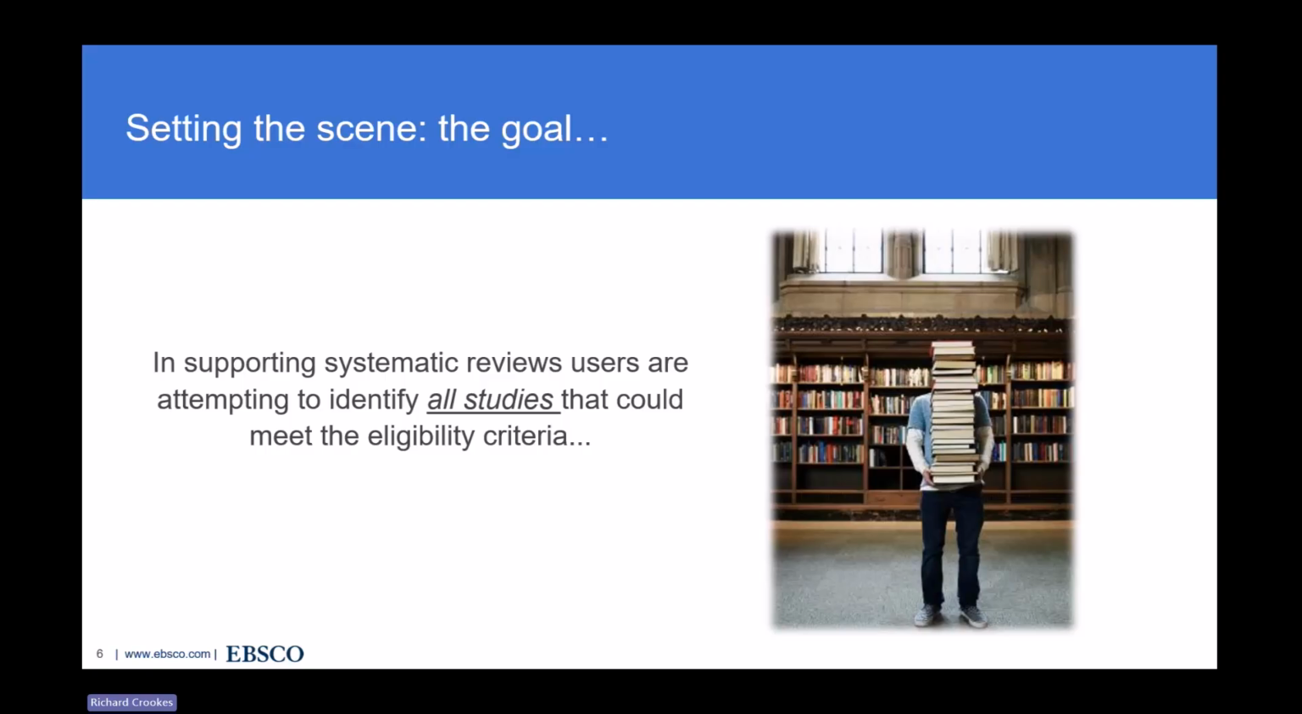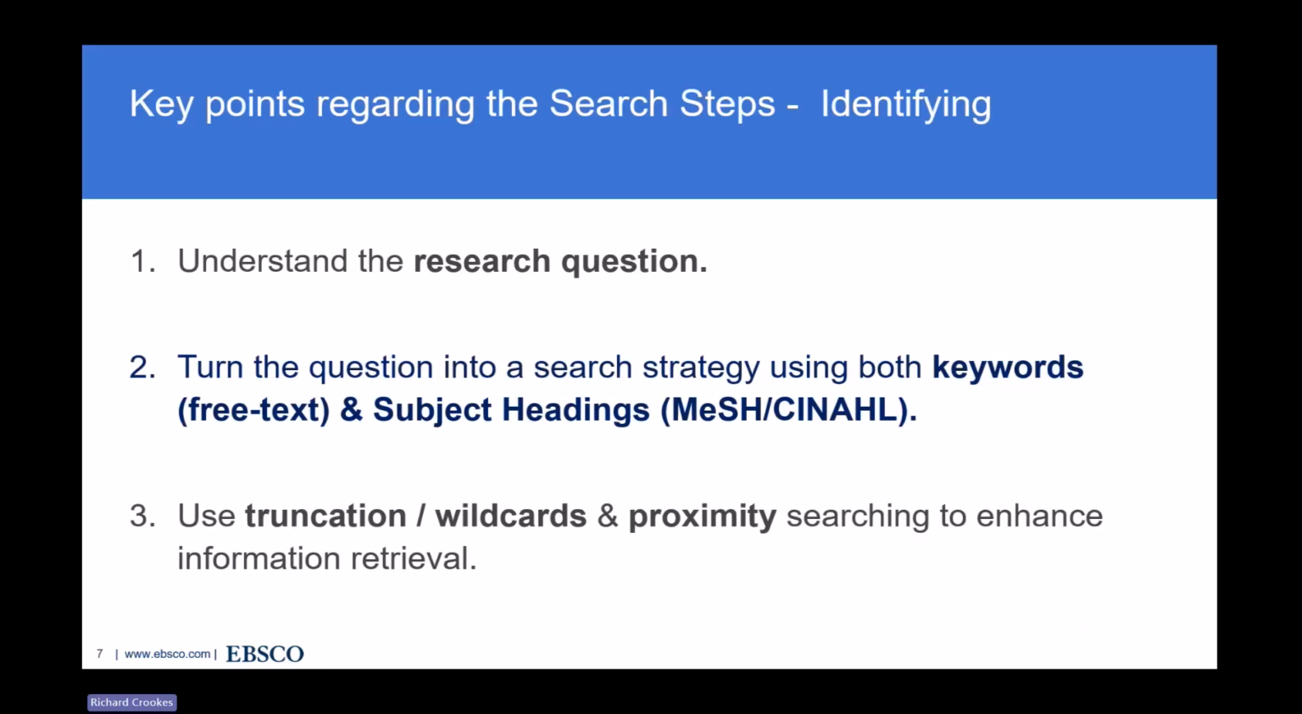So again, you're doing what you can to find what's out there in the literature according to the eligibility criteria, etc. So there are key points regarding the search steps that we need to know in regard to identifying what's out there. So this is the focus of this session. And the first thing, of course, is to understand the actual research question.